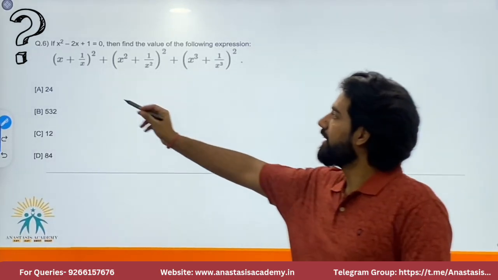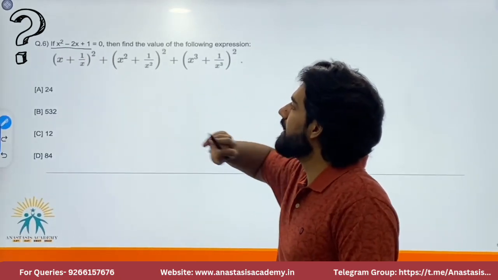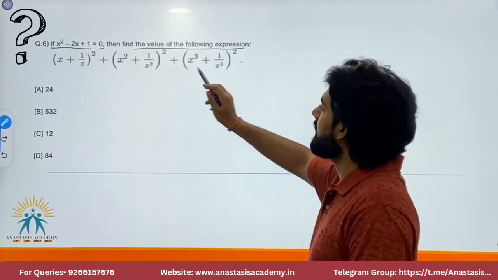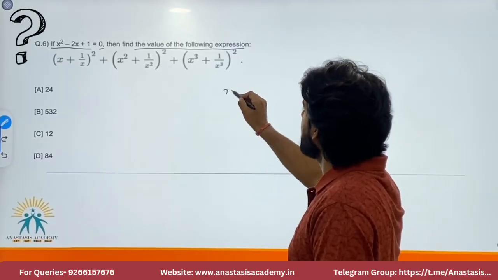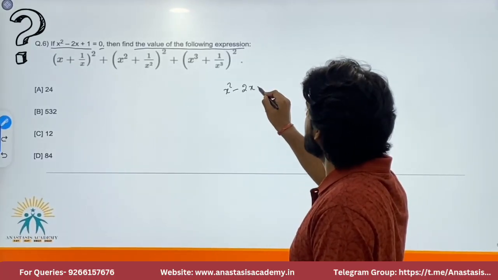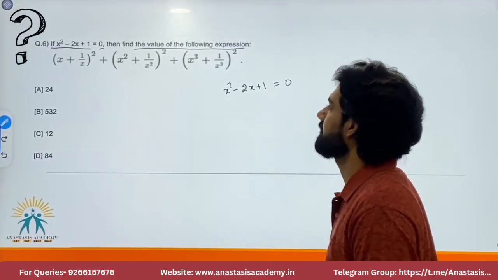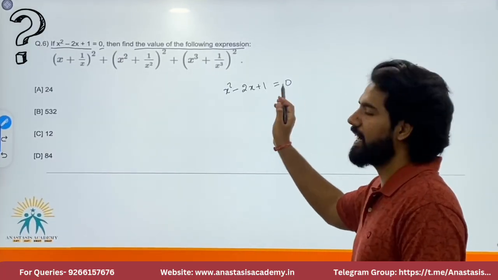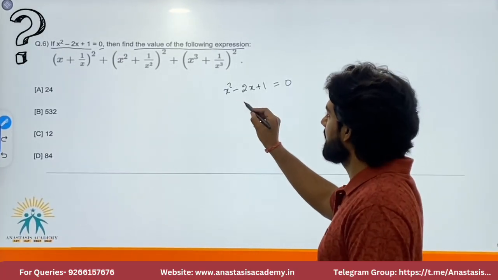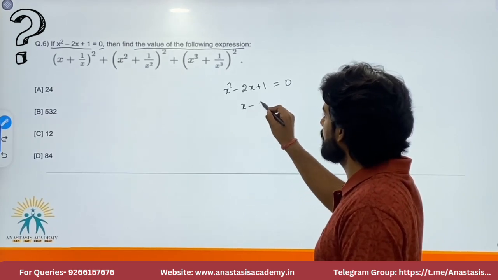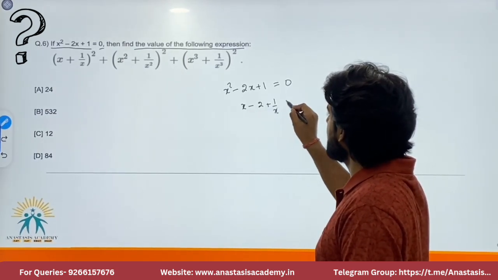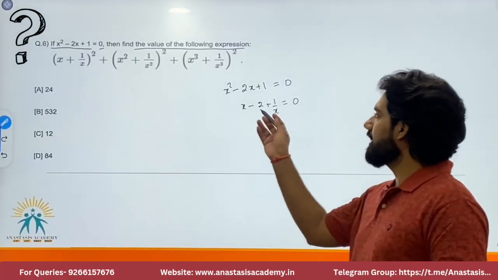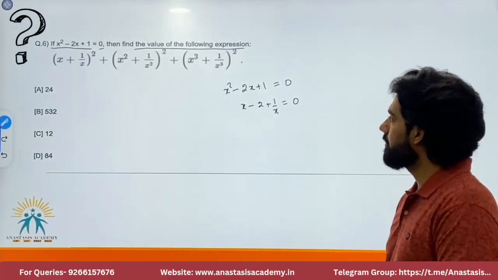Next question. If x square minus 2x plus 1 is equal to 0, then find the value of the following expression. I know this expression. This is x square minus 2x plus 1 is equal to 0. If I divide this expression by x, it becomes x minus 2 plus 1 upon x is equal to 0.